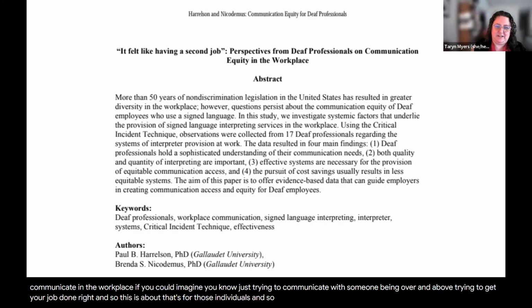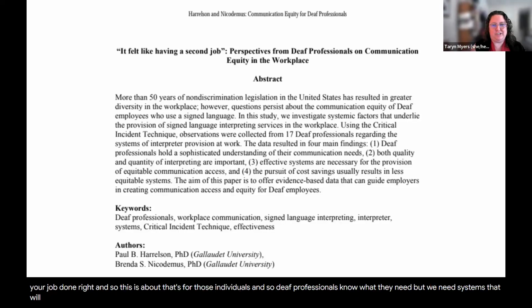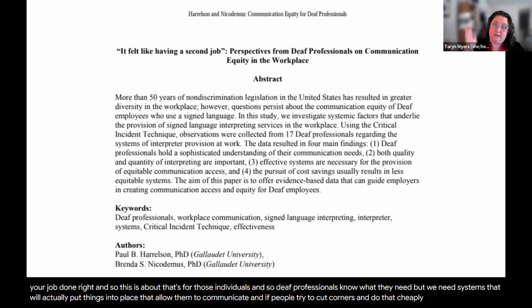And so deaf professionals know what they need, but we need systems that will actually put things into place that allow them to communicate. And if people try to cut corners and do that cheaply, shockingly, less equitable systems.